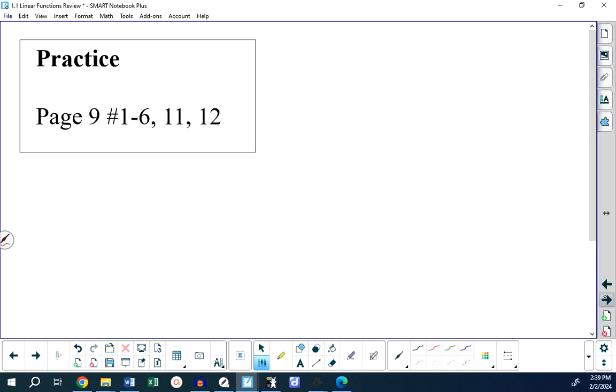Monday, questions 1 to 6 and 11 and 12, maybe even 6 as well, are wordy kind of problems where you have to try to find a connection between a scenario and a linear equation.